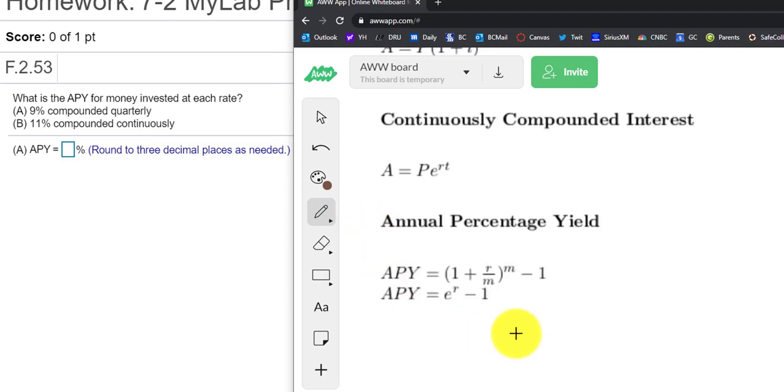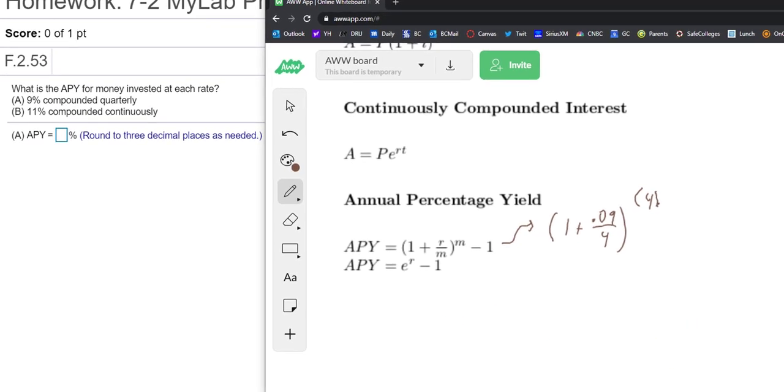The first one says 9% compounded quarterly. So I'm going to type the 1 plus my R is going to be the 9% written as a decimal. So 9% as a decimal is 0.09. The number of compounding periods are 4 because it's compounded quarterly. Okay. And I think that's it. So what we need to do is put this into our calculator.